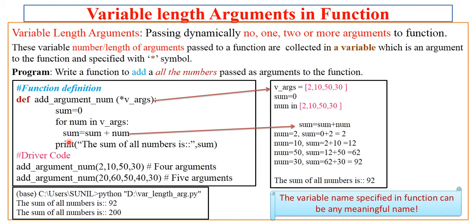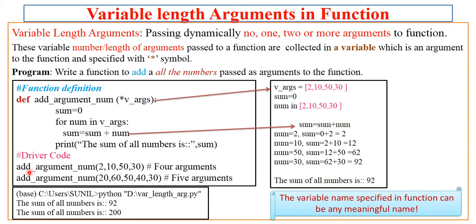So here is the simple program. This program basically works in a very different way, so let us try to understand that. What I want here is that whenever I call this function add_arguments_num, I'll be passing different number of arguments to it. So let us see first the calling part of the program so that we will understand the working of the function properly.